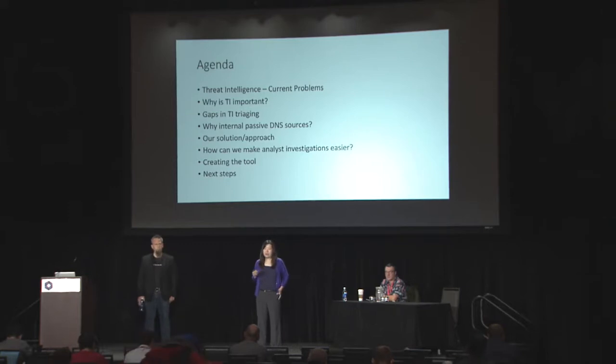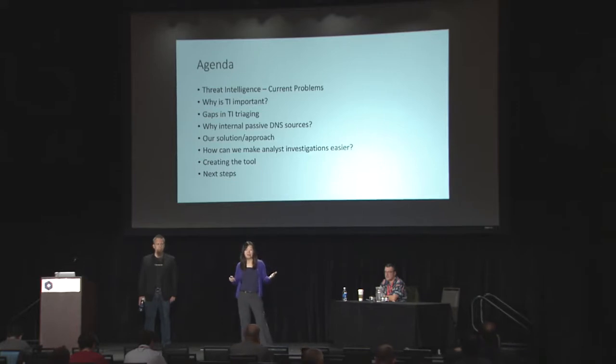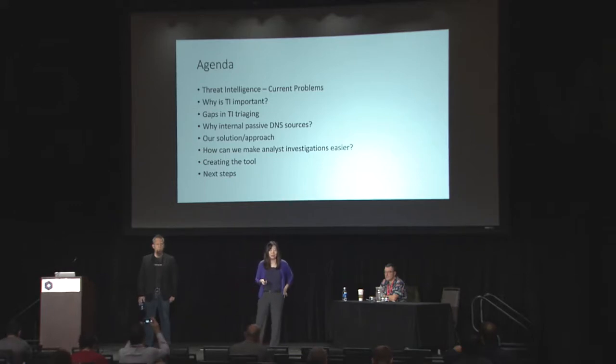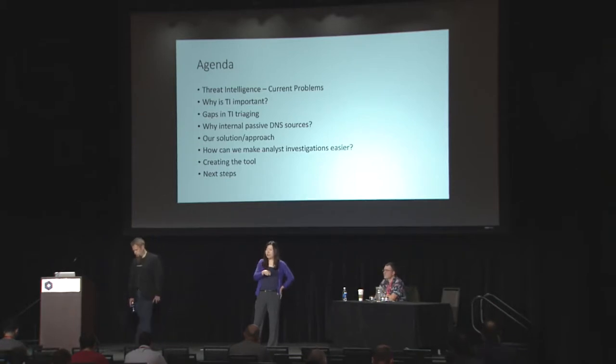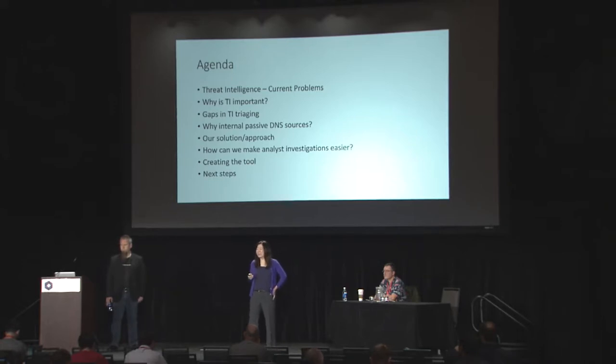Okay, so we'll talk about some of the gaps that are in threat intel triaging today, and also why we need internal passive DNS sensors. How will that improve the visibility of your threat intel triaging? We'll talk about our solution and approach, and then we'll kind of show you how the workflow can be easier for you with the tool. So we've got a lot of material to cover in the next 28 minutes or so. So I would prefer if you leave the questions for the end.